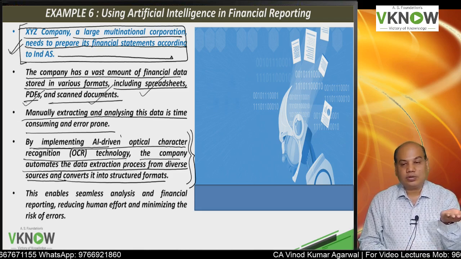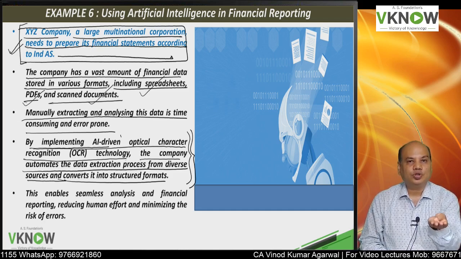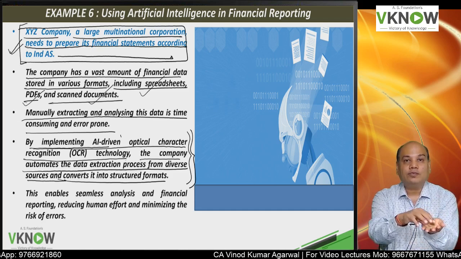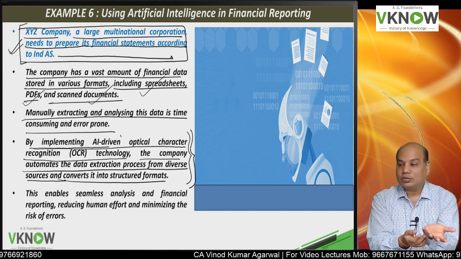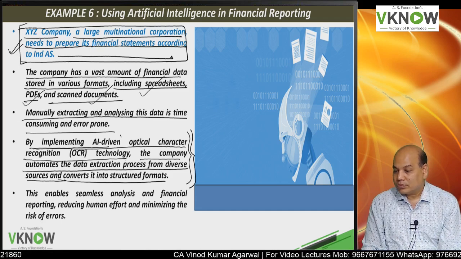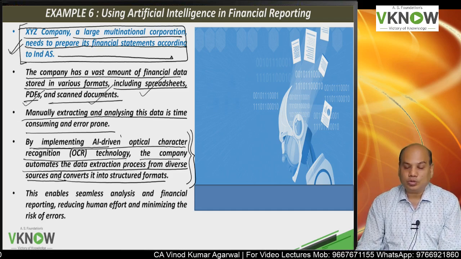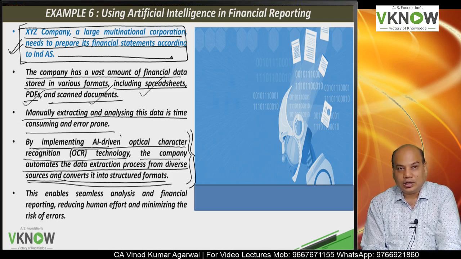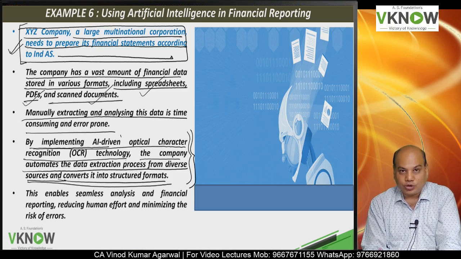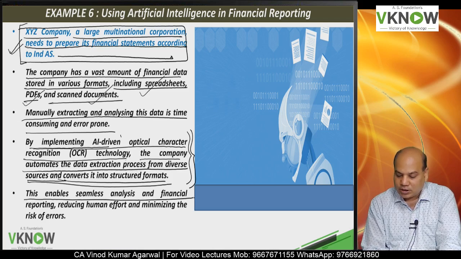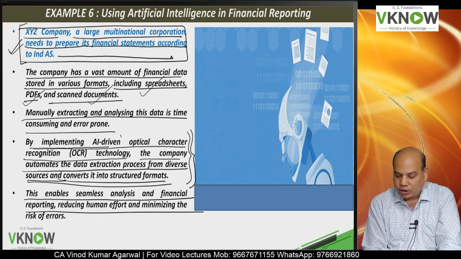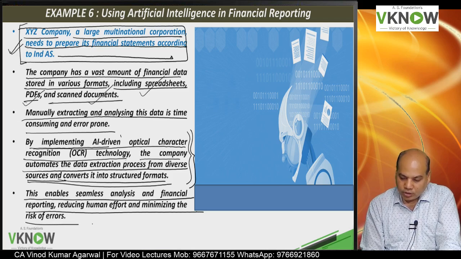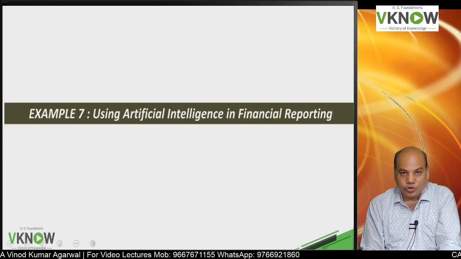I have seen, if you take a photo of news in any paper on an iPhone, the iPhone converts that into text. Oh my God. So that is what you can do in offices. All these different formats can be converted into a structured format using AI. This enables seamless analysis and financial reporting, reducing human effort and minimizing the risk of error. So that is one big advantage of using AI.